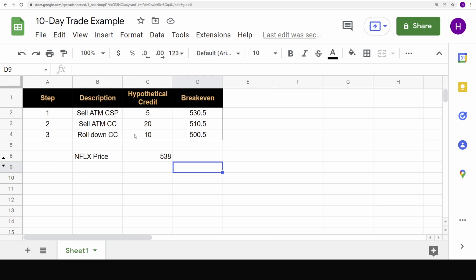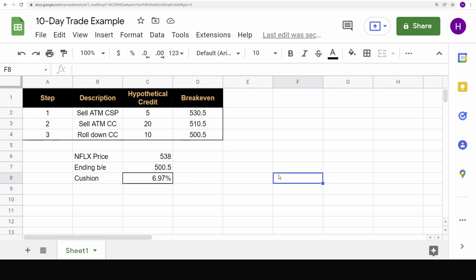And I know a second ago we said maybe a $5 or $6 credit hypothetically, but after looking back at a couple past examples, I think 10 might be a little bit more realistic for the fact pattern that we're looking at here. So in conclusion, you've started playing Netflix at 538. You have a break-even price by next Friday of $500.50, which basically gives you a 6.97% cushion. So in plain English, you could do all of this, and as long as Netflix doesn't drop 6.9% in the upcoming week, you are going to take home a profit, and that is the 10-day trade for earnings.